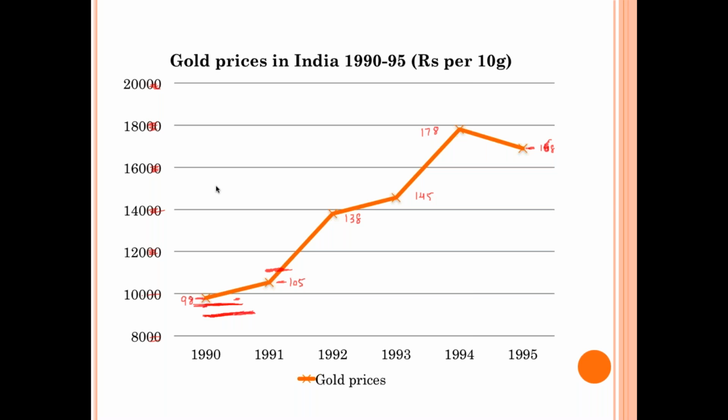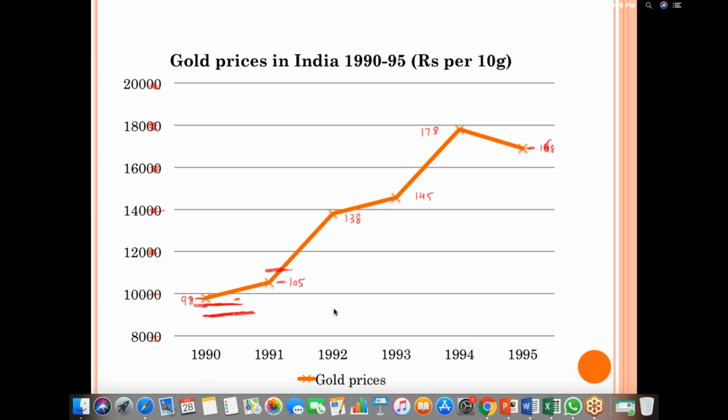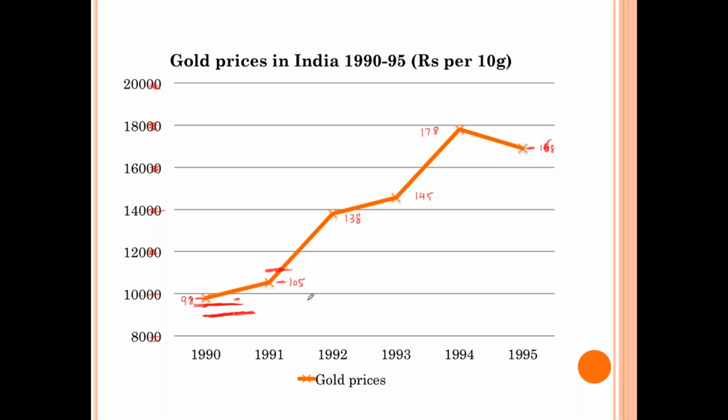Okay, so the first growth rate will be 7 upon 98, which is approximately 7%, right? Then the second growth rate will be 33 upon 105, which is approximately 32%. Then it is 7 upon 138, which is approximately 5%.